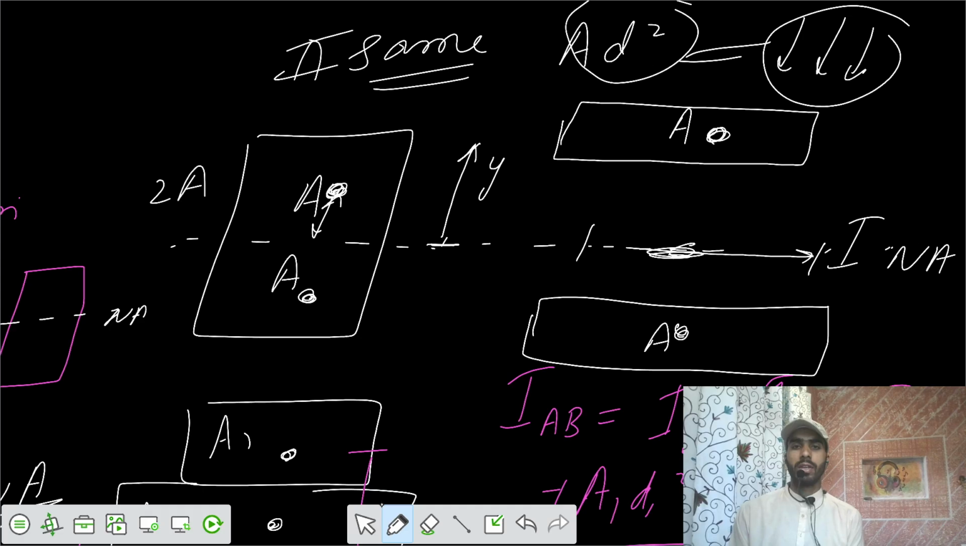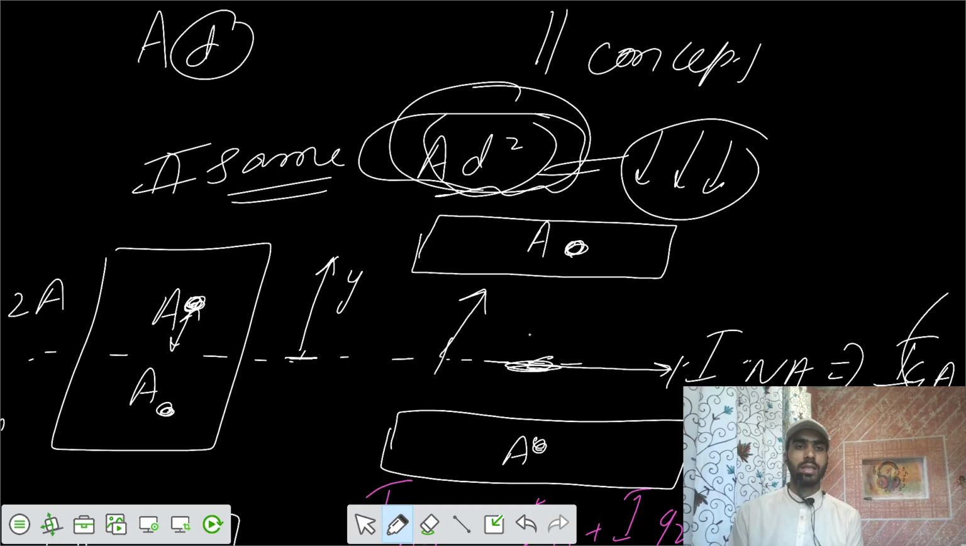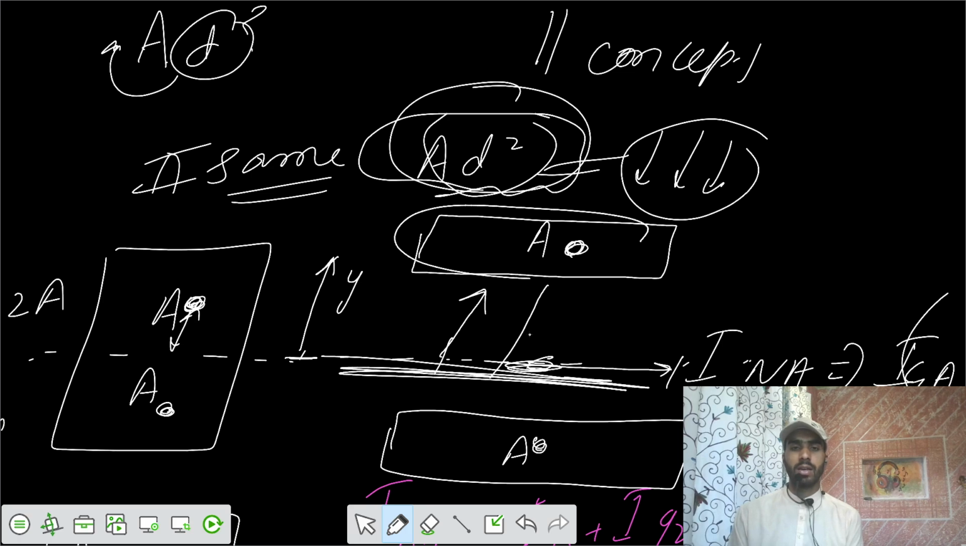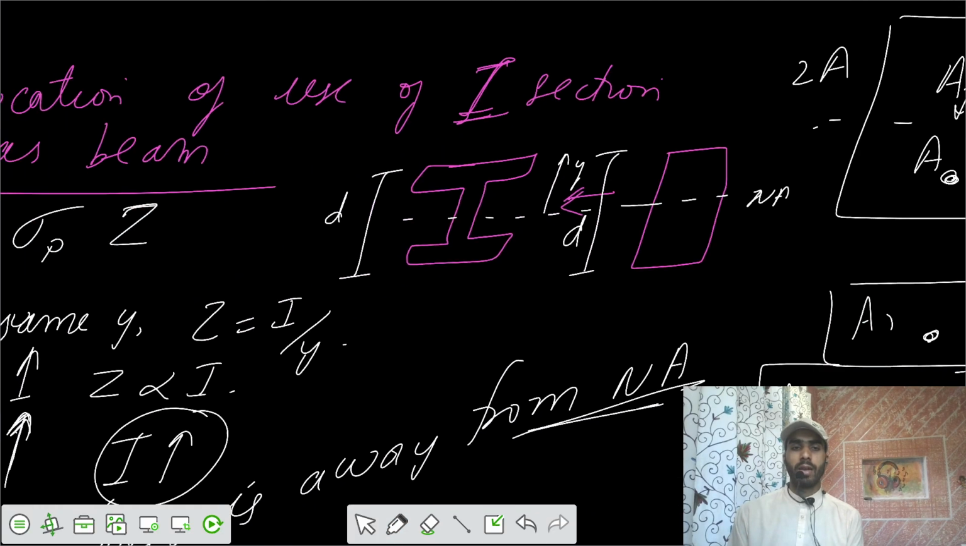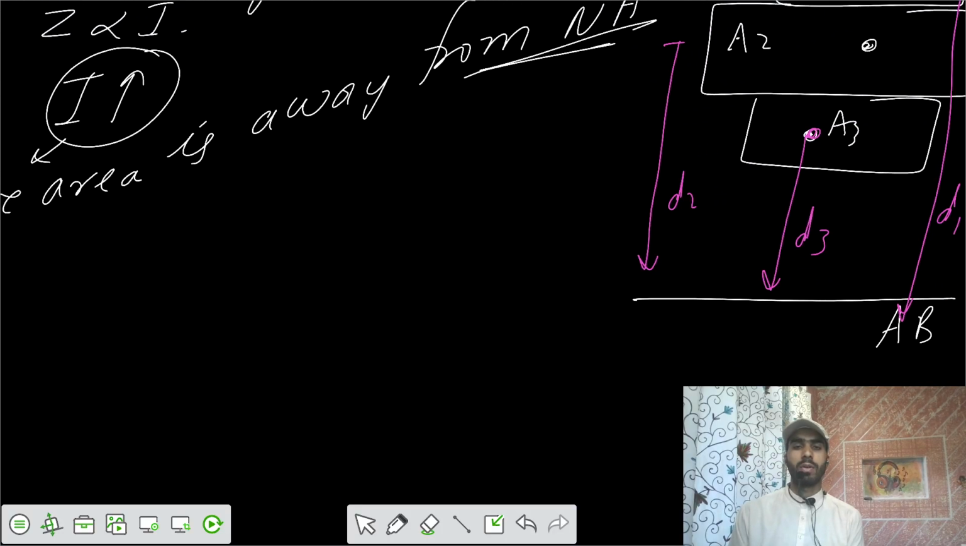So we increase this value of A D square in the I section such that the value of I becomes more, using the concept of the parallel axis theorem. We increase A D square by increasing the distance of this area from the neutral axis. So the I value increases for the I section, because more area is away from the neutral axis.